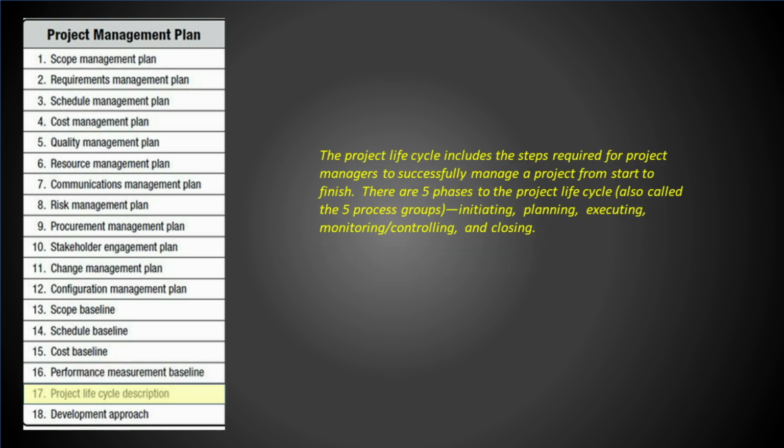Number 17, Project Life Cycle description. The project life cycle includes the steps required for project managers to successfully manage a project from start to finish. There are 5 phases to the project lifecycle, also called the 5 process groups: initiating, planning, executing, monitoring/controlling, and closing.